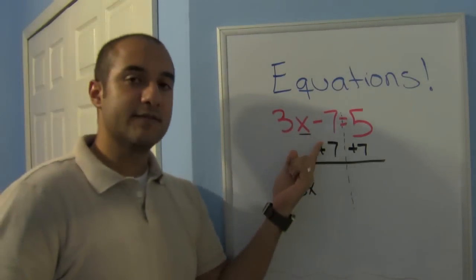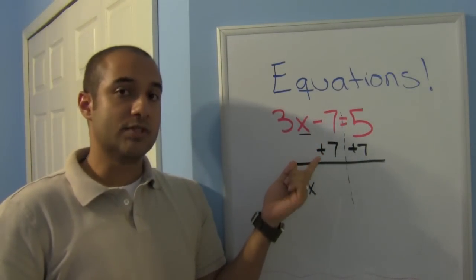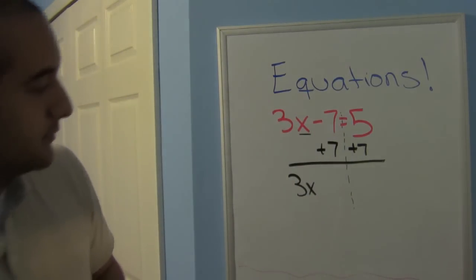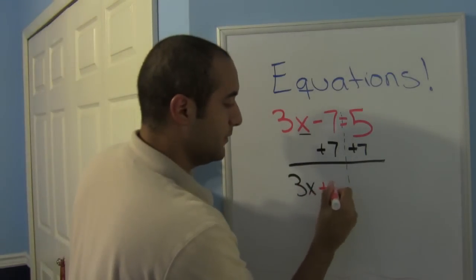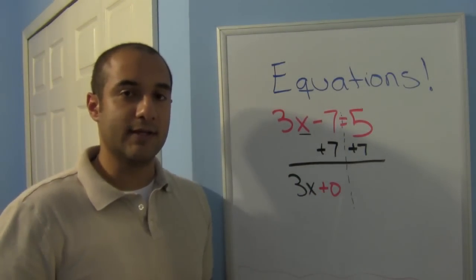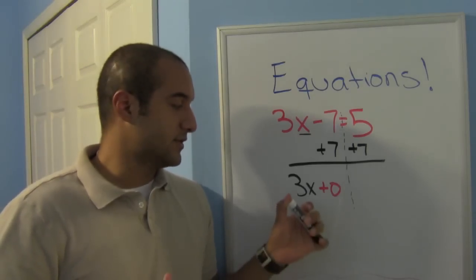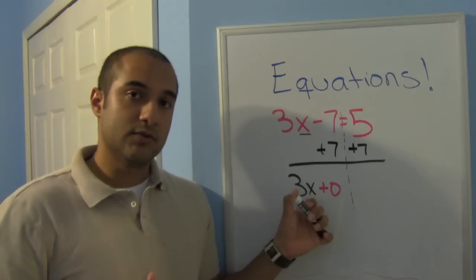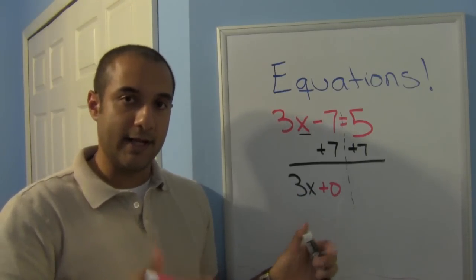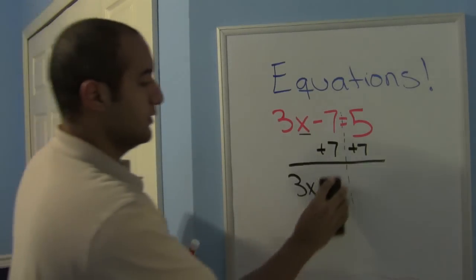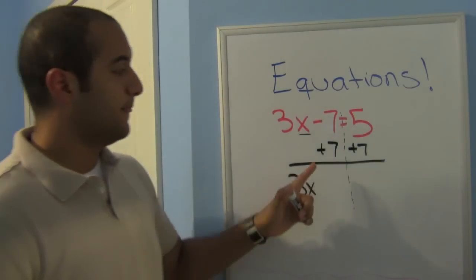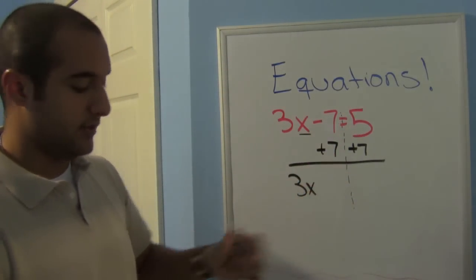Now here this says negative 7 plus 7, which is 0. So technically it looks like this, plus 0. But we know that adding 0 to anything stays the same, even if it's just a variable. So adding 0, we don't need to show it. We need to get it out of there. So we just have 3x. My equal sign is still here.